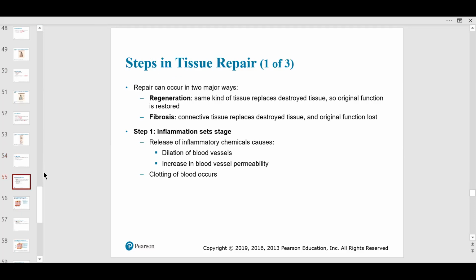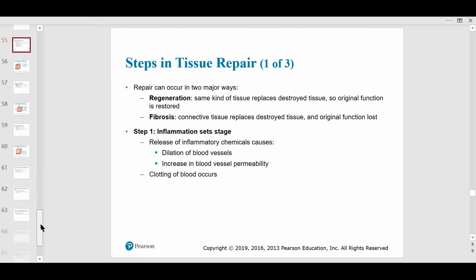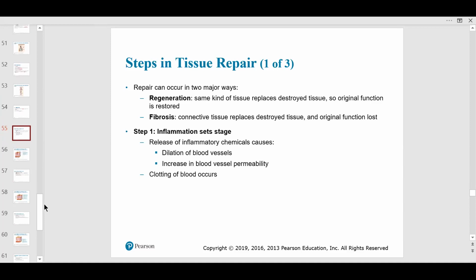Okay, so I'm just going to walk you through this. Repair occurs in two major ways. First, regeneration, where the same kind of tissue comes in. So this is good, but after a while, you get what's really like scar tissue. So the word fibrosis is scar tissue.